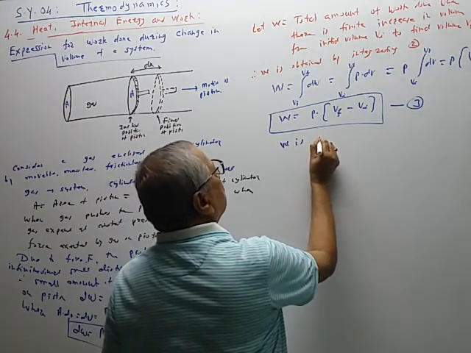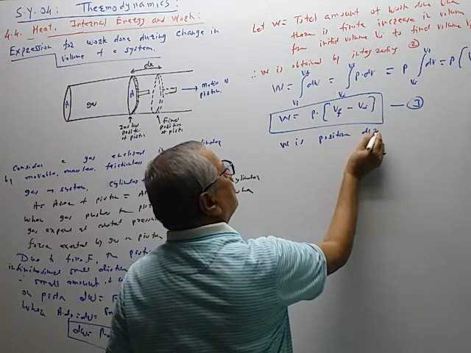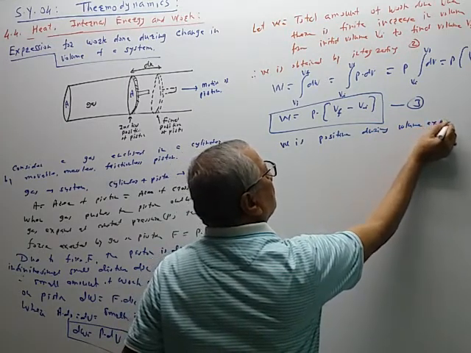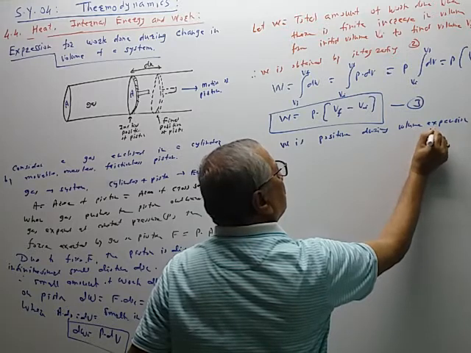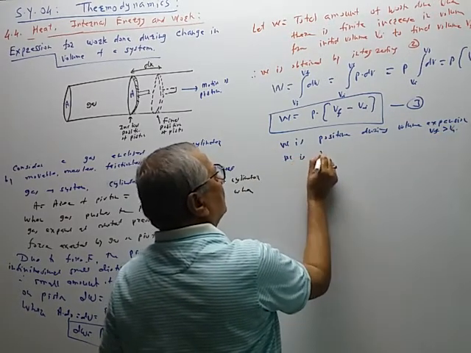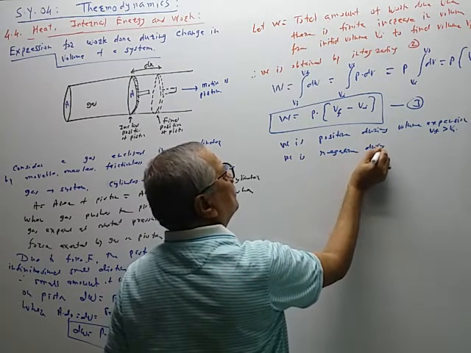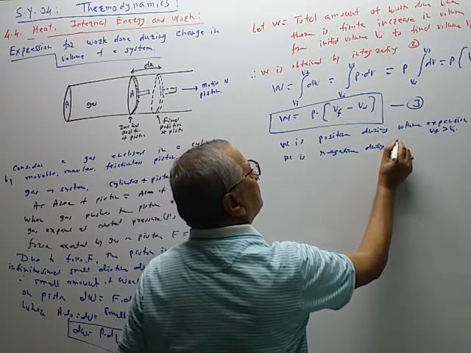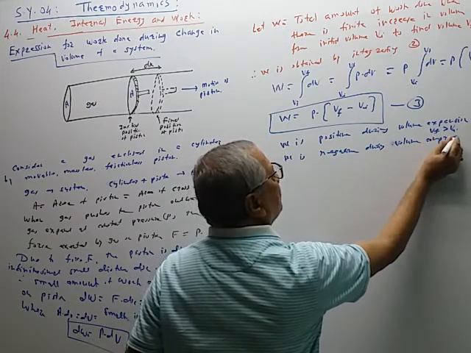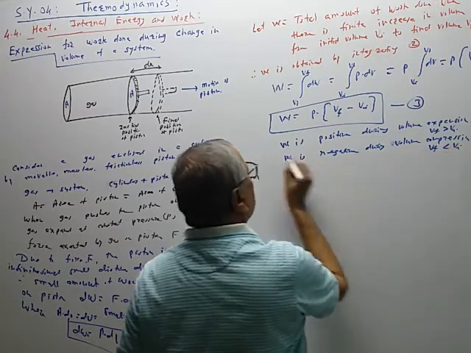W is positive during volume expansion. Volume expansion, Vf is greater than Vi. Work done is negative during volume compression. Volume compression, final volume less than initial volume Vi.